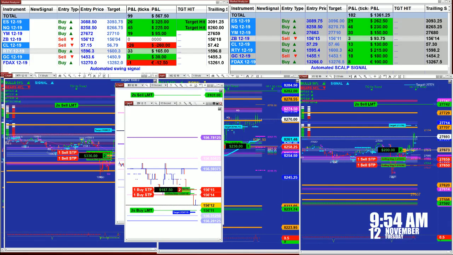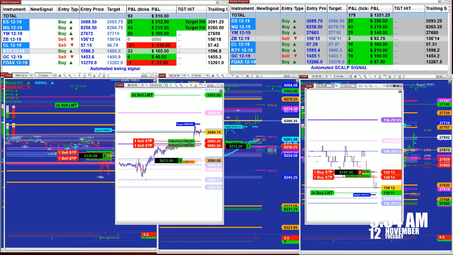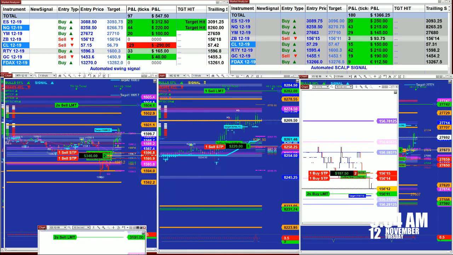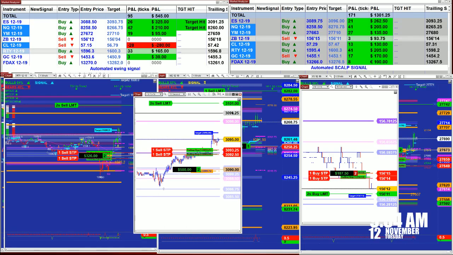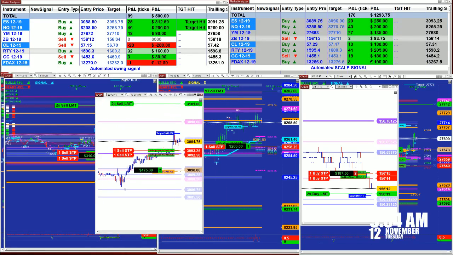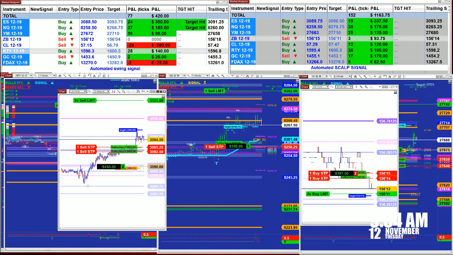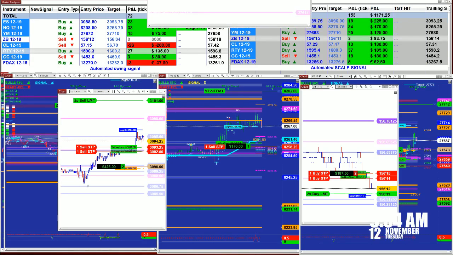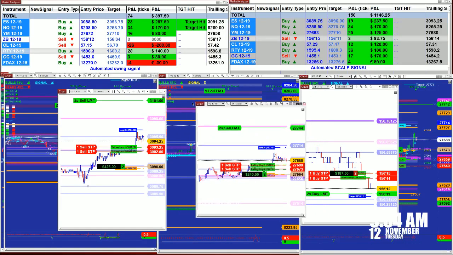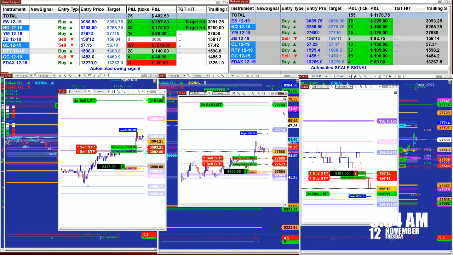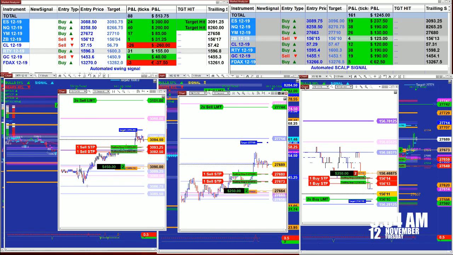The YM is doing very fine. Nasdaq, ES, we closed the position on the swing trading, but we still have an open position on the scalper. And we also have the YM hitting the target, climbing to the target, and it can be fully automated. You can activate the full automation on it as well.